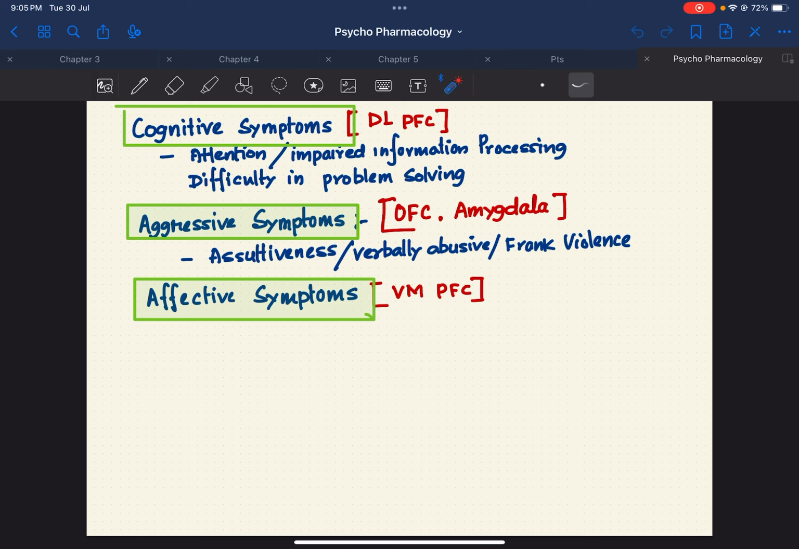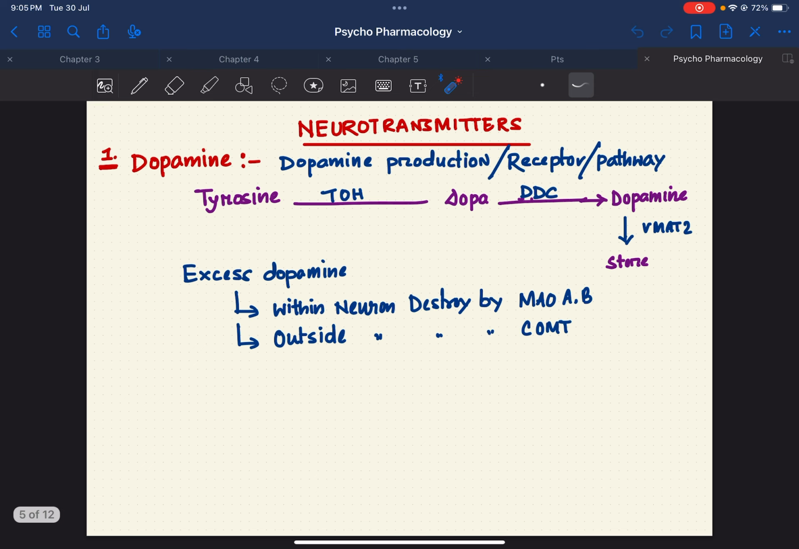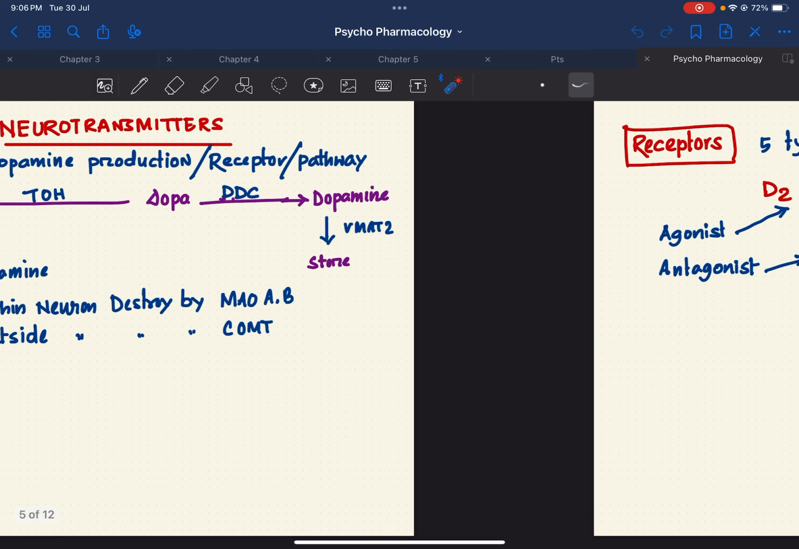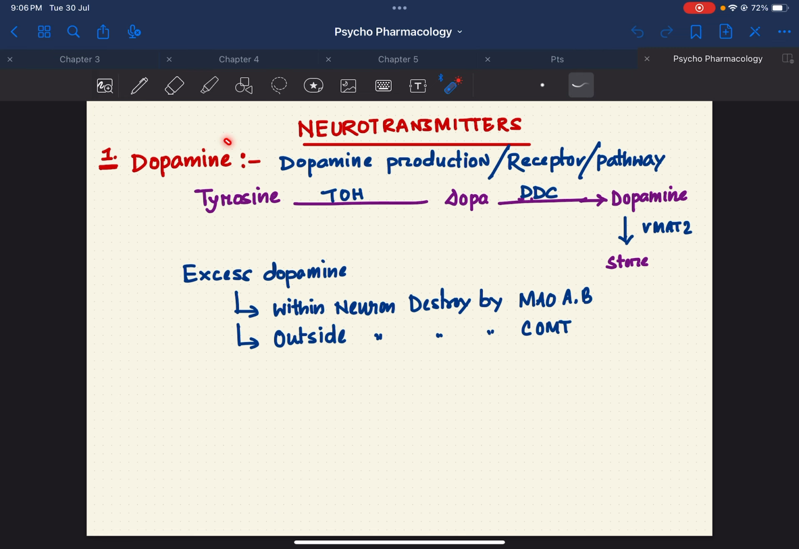We'll talk about the neurotransmitter and how this neurotransmitter acts on these pathways and causes symptoms of psychosis. Now, if you talk about neurotransmitters in schizophrenia, we should talk about dopamine, glutamate, and other neurotransmitters. In this video, I will talk about only dopamine. In dopamine, number 1, we will talk about how dopamine is synthesized. Number 2, what are the dopamine receptors? And number 3, what are the pathways?